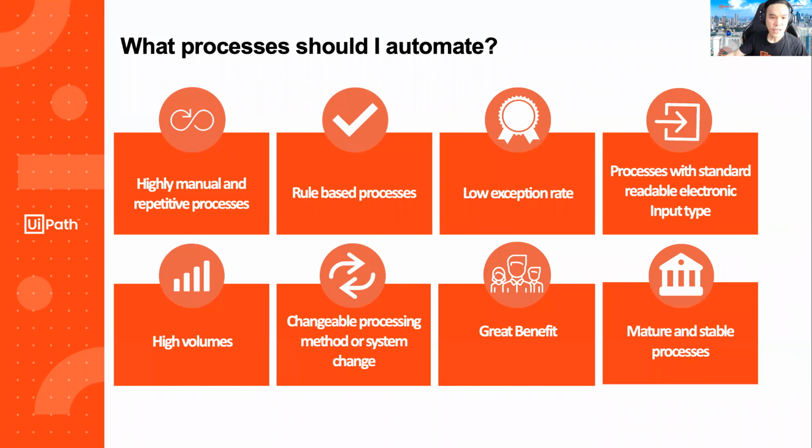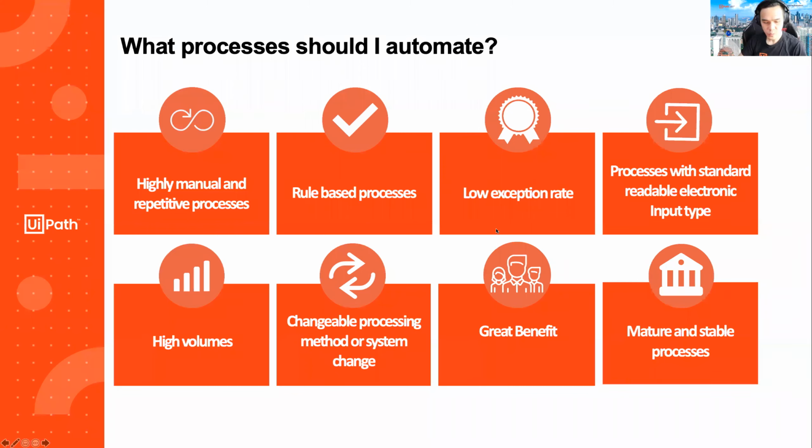And what process can you automate with RPA? I would say it's typically those processes that are highly manual, very repetitive, the ones that are rules based, right? There's a certain way of performing a specific process. You should also look for processes that have low exception rates, right?